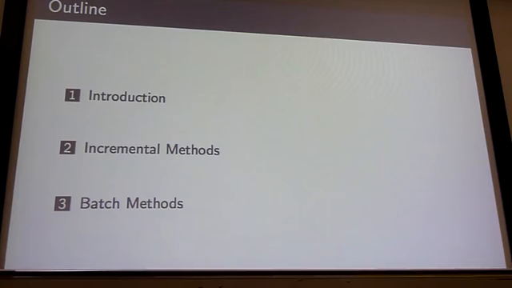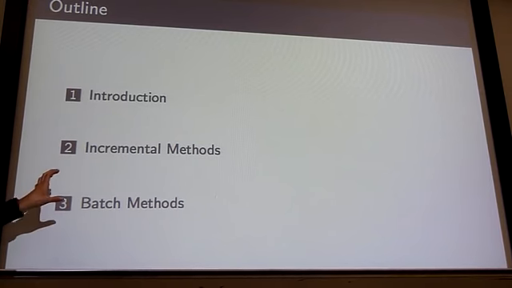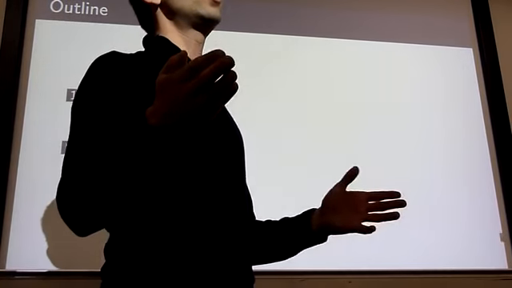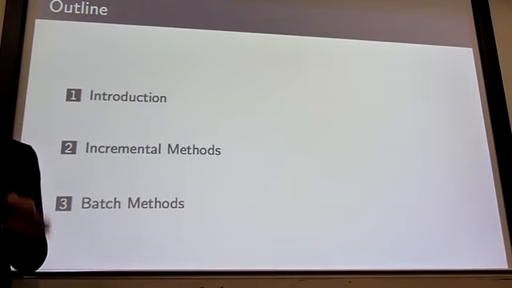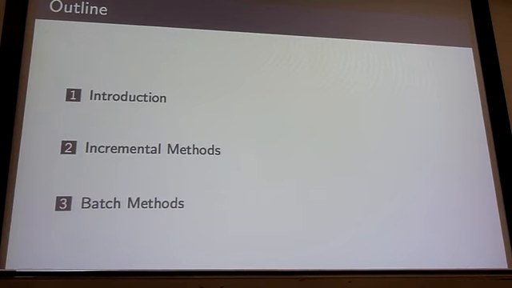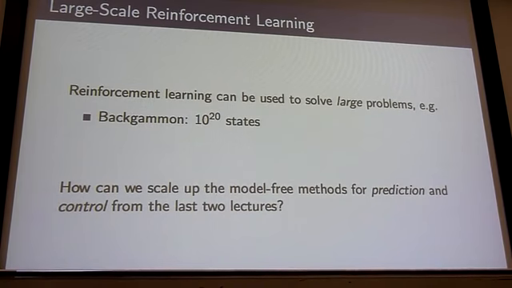And then the final part of the class today, we'll look at batch methods. And these batch methods will in one step jump to the most efficient solution to all the data that the agent has seen so far. That's the idea. So we're going to start with incremental methods, we're going to move on to batch methods. Both of these are very widely used. So all of the methods that you'll hear about today are among the methods which are most used in reinforcement learning in practice. Okay. So in general, if we want to solve large problems, what do we mean by large?